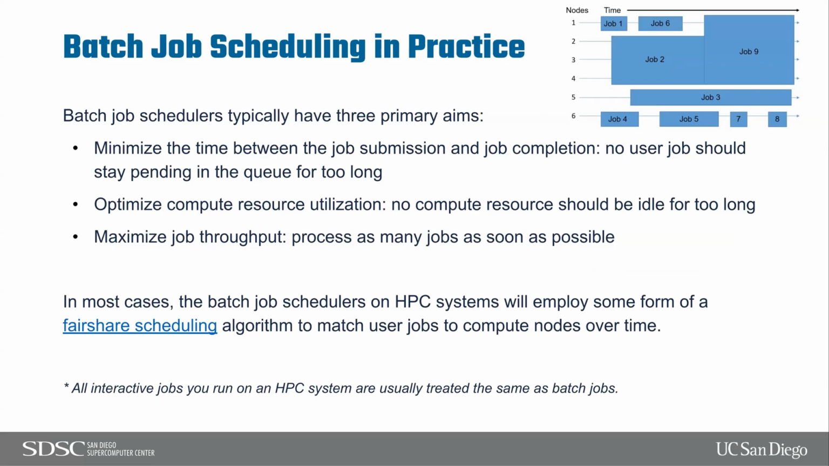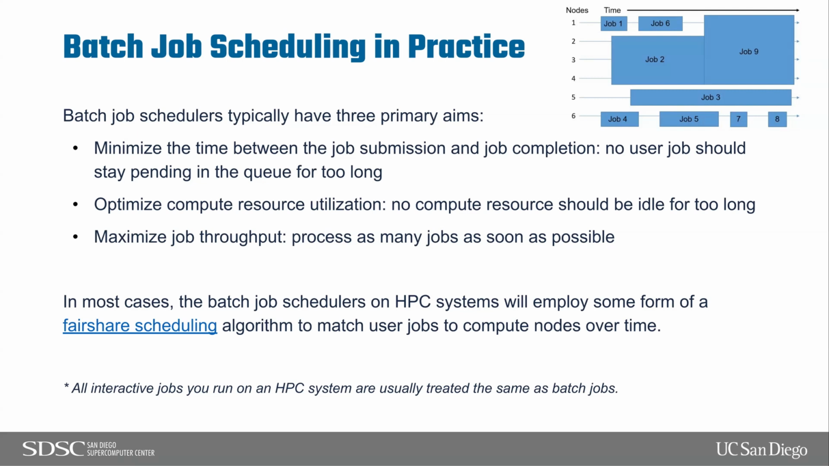Okay, so in practice, the scheduler is really trying to solve a complicated Tetris problem, where you have many jobs in the system and many nodes in the system, and it's trying to match those jobs to the compute resources on those nodes. And the aim of any scheduler that you might interact with is listed here: you really want to try to minimize the time between job submission and job completion. So you're not waiting too long for your jobs to finish.